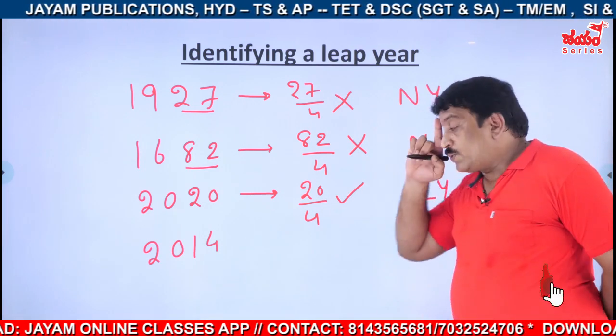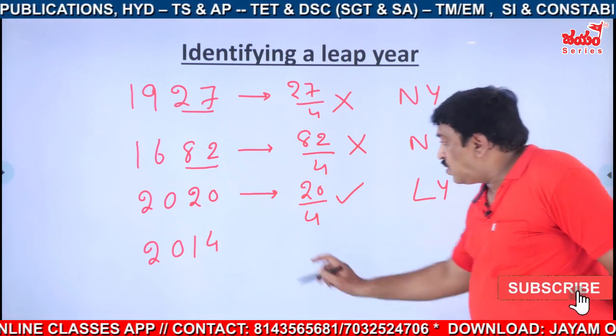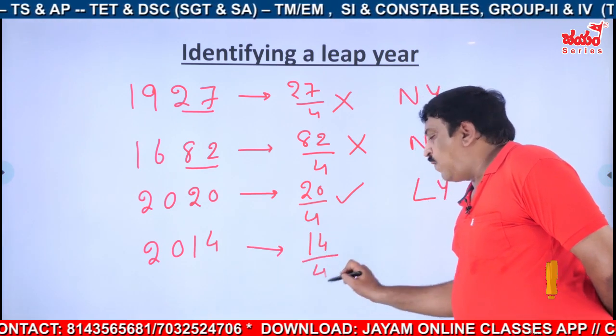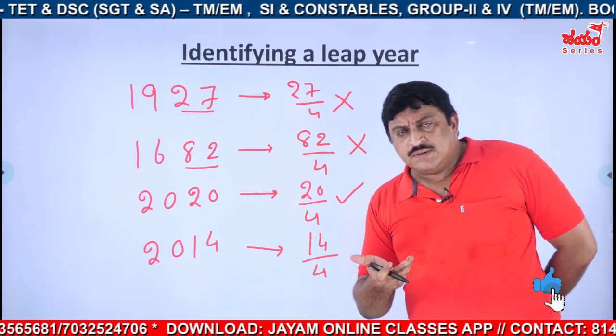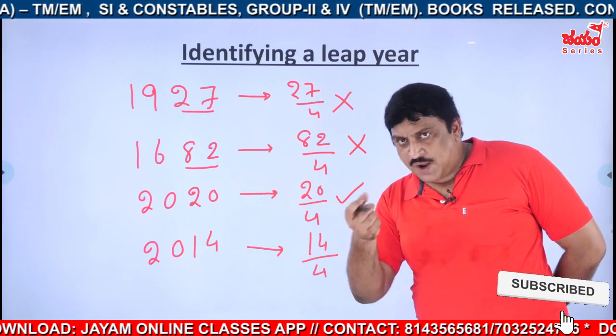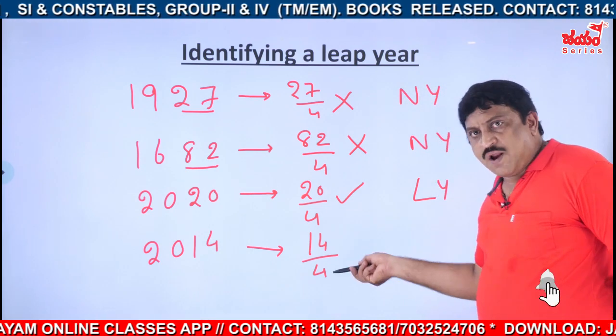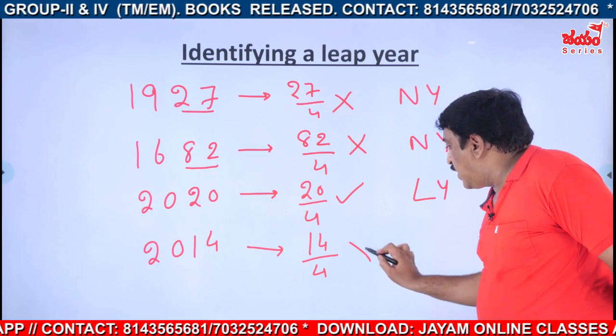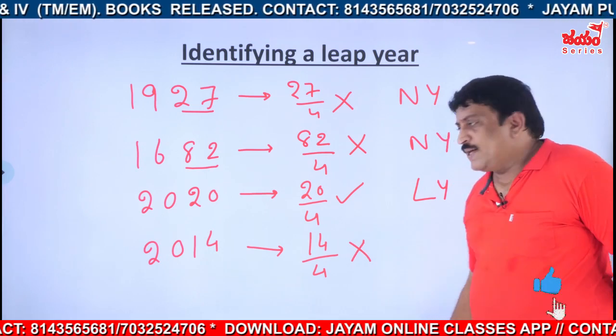And the next one, 2014. 2014 means last 14. Is 14 divisible by 4? How many times? 3 times? No. 4 3s are how much? 12. So 4 3s are 12. So the remainder is again 2, right? So definitely this is not a leap year. It's a normal year.